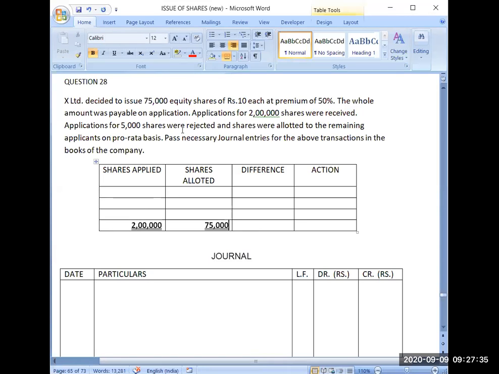Okay, now see, I have used this 75,000 in my table. Then I have used this 2 lakh also in my table. Now see the further information. Applications for 5,000 shares were rejected. Now I have to use this in my table. So is it application or is it allotment? Applications for 5,000 shares, 5,000 is application or allotment? Yes, 5,000 is application. So I will write this 5,000 in application.